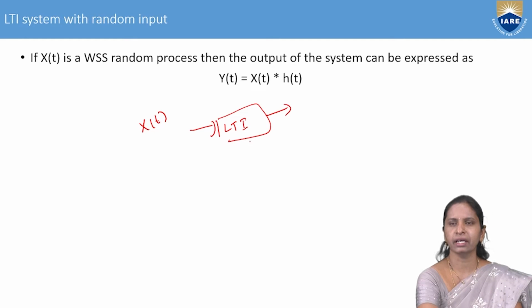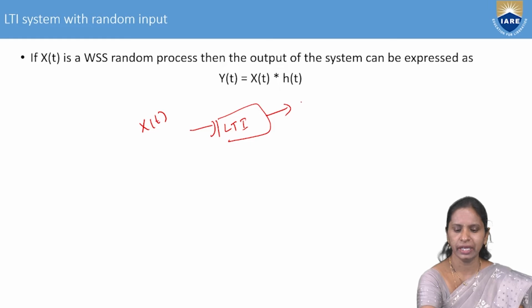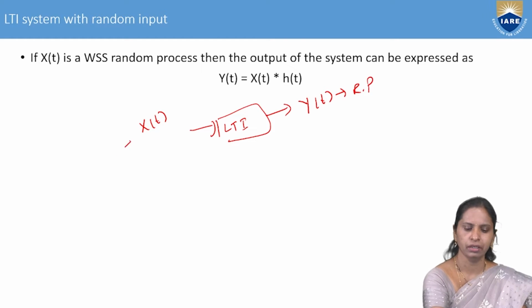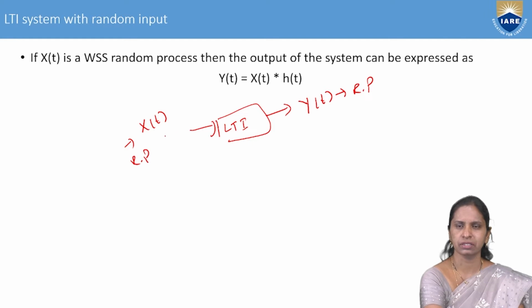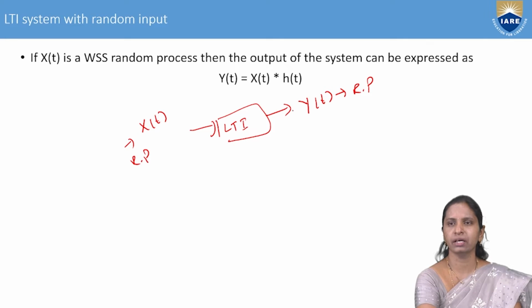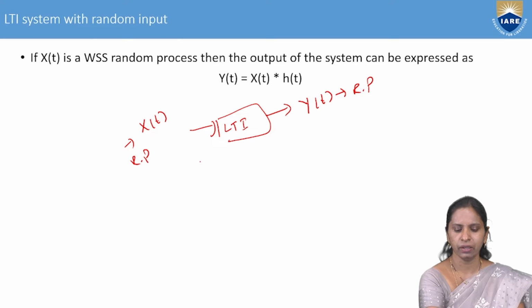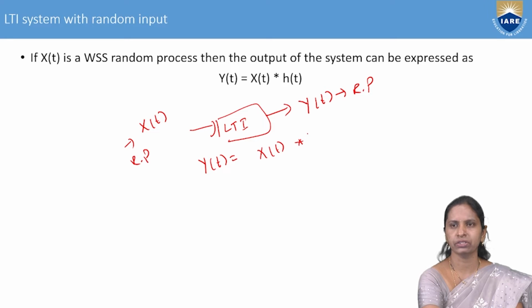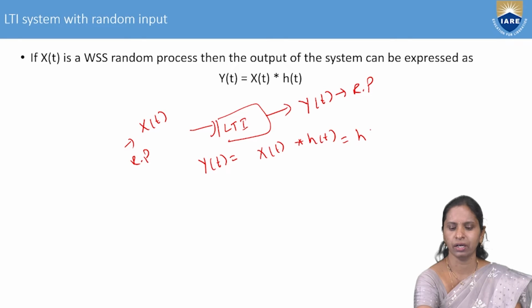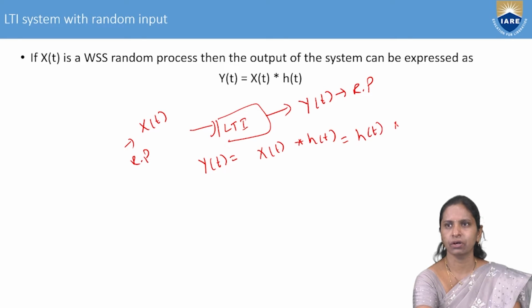I am applying the random process to the LTI system. Then, what is the response of the system? It is again a random process only. If I apply a random process as input to the LTI system, then the output of the LTI system is also again a random process. Then y of t is equal to x of t convolution h of t, or else since it satisfies the commutative law, it can be written as h of t convolution x of t.